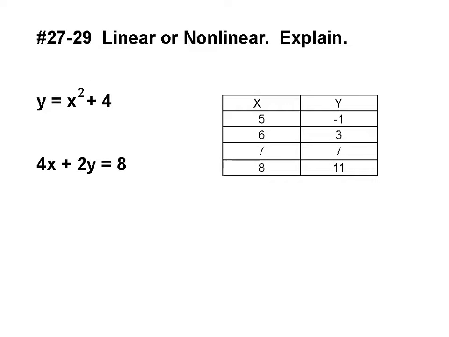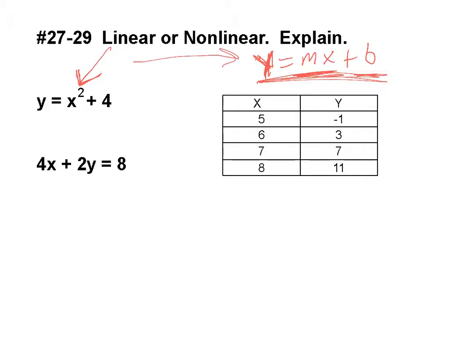Okay, then 27 to 29. They want you to decide if things are linear or nonlinear. Remember, things will be a linear line or linear graph if you can write them in this form. If you can write them with y equals something times x plus b, okay? Is this one in linear form? Can you write it like that? You cannot. Here's the key thing. You cannot because there's this squared here. Notice on the linear equation, nothing is squared. So if you have something squared, you'd say no.